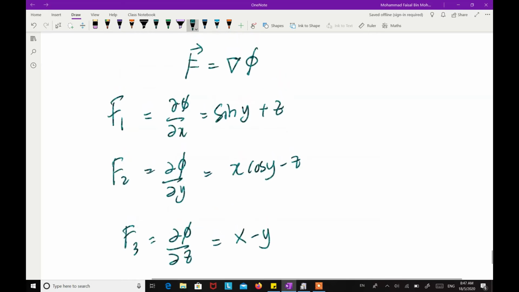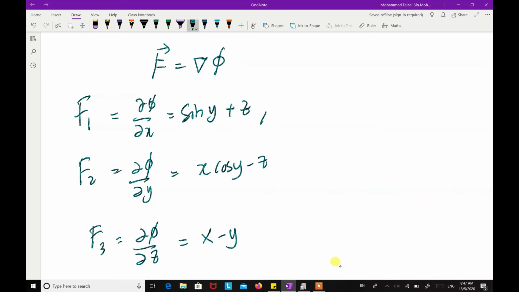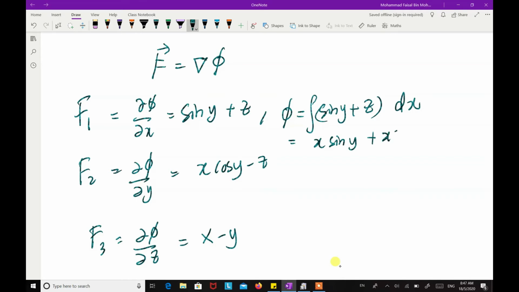Okay, so from f1 you can find the phi by integrating them. Phi will be sine y plus z dx, which equals x sine y plus xz plus c1, a function of yz. Remember, you integrate with respect to dx, so yz will be the constant.